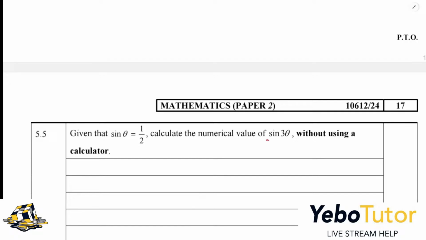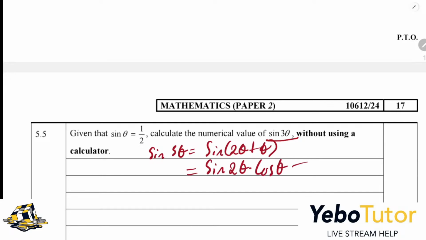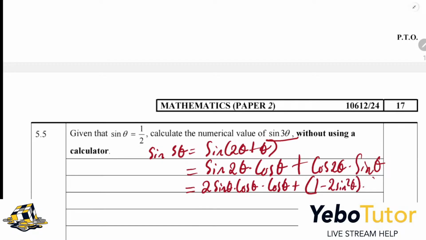calculate the numeric value of sine 3 theta without using a calculator. This is easy, because we know that sine of 3 theta is the same as sine of 2 theta plus theta. So now we can apply the compound identities: sine 2 theta times cos theta plus cos 2 theta times sine of theta. Sine of theta we already know, so our life is already easier there. We know sine 2 theta is the same as 2 sine theta times cos theta, and cos 2 theta we can change in terms of sine, which can be 1 minus 2 sine squared theta, times sine of theta.